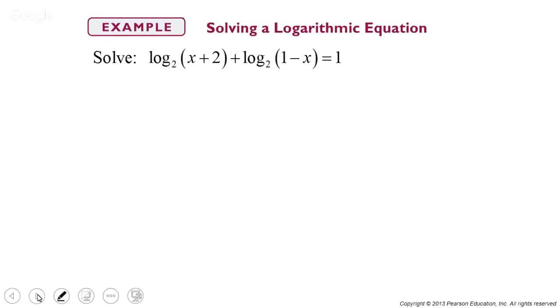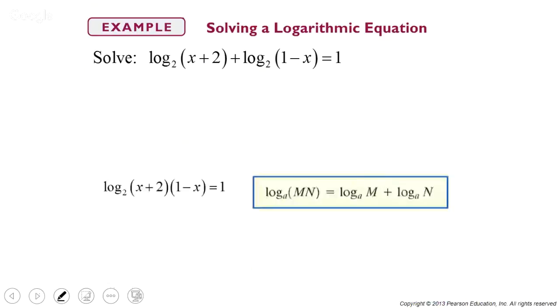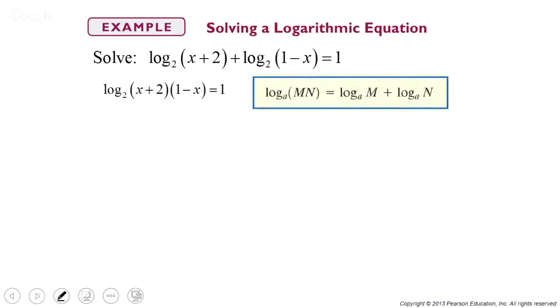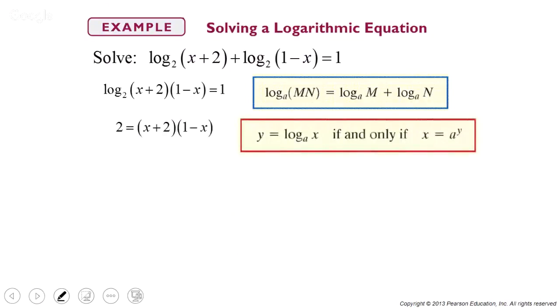So let's go ahead and condense. When I condense, when I add, I multiply. So now it's condensed. So I have log base 2 of (x plus 2)(1 minus x) equals 1. So now I'm going to change it into an exponential. Remember that logs equal exponents. So therefore 2 is the base, 1 is the exponent. So 2 to the first power is just 2. So that gives me 2 equals (x plus 2)(1 minus x).